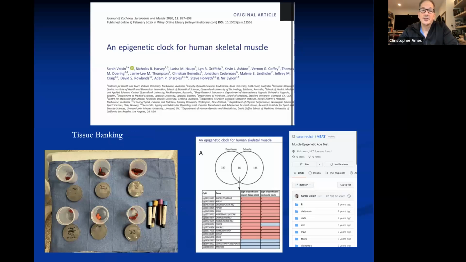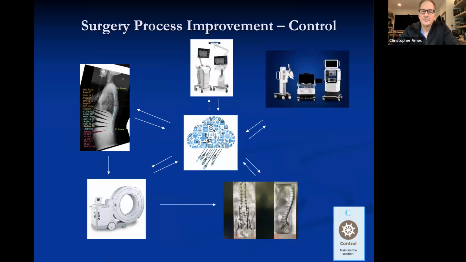So this is a large effort which will consume a lot of our work over the next 5 to 10 years. And we started to talk to Sarah Voisin, who wrote this paper for epigenetic clock of human skeletal muscle, on how we might collaborate to generate an epigenetic clock for spinal muscle, for example, that may be predictive of mechanical complications. So this is where we're going.